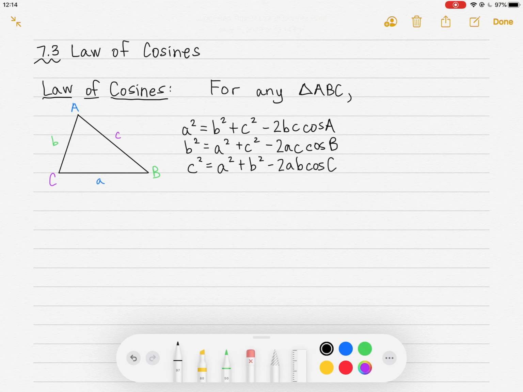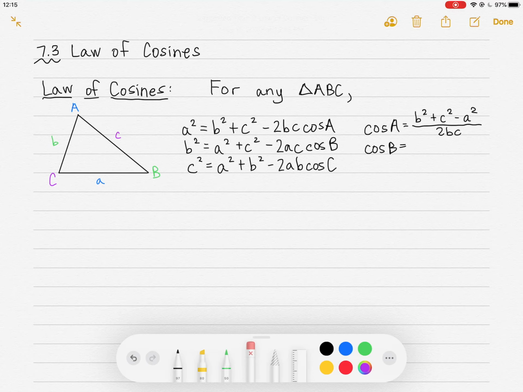Okay, so all of these formulas can be solved for cosine of big A, let's say, and it is equal to little b squared plus little c squared minus little a squared all over 2bc. It can be helpful to have all three of these formulas solved for cosine of the angle.